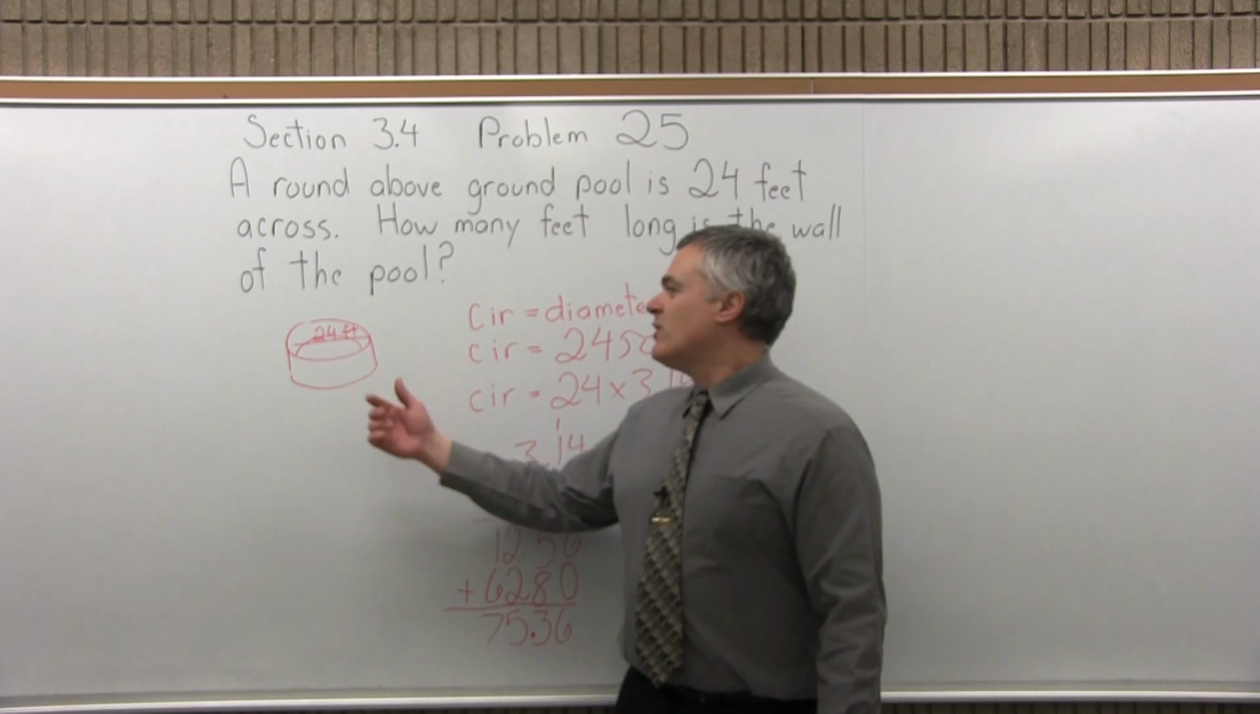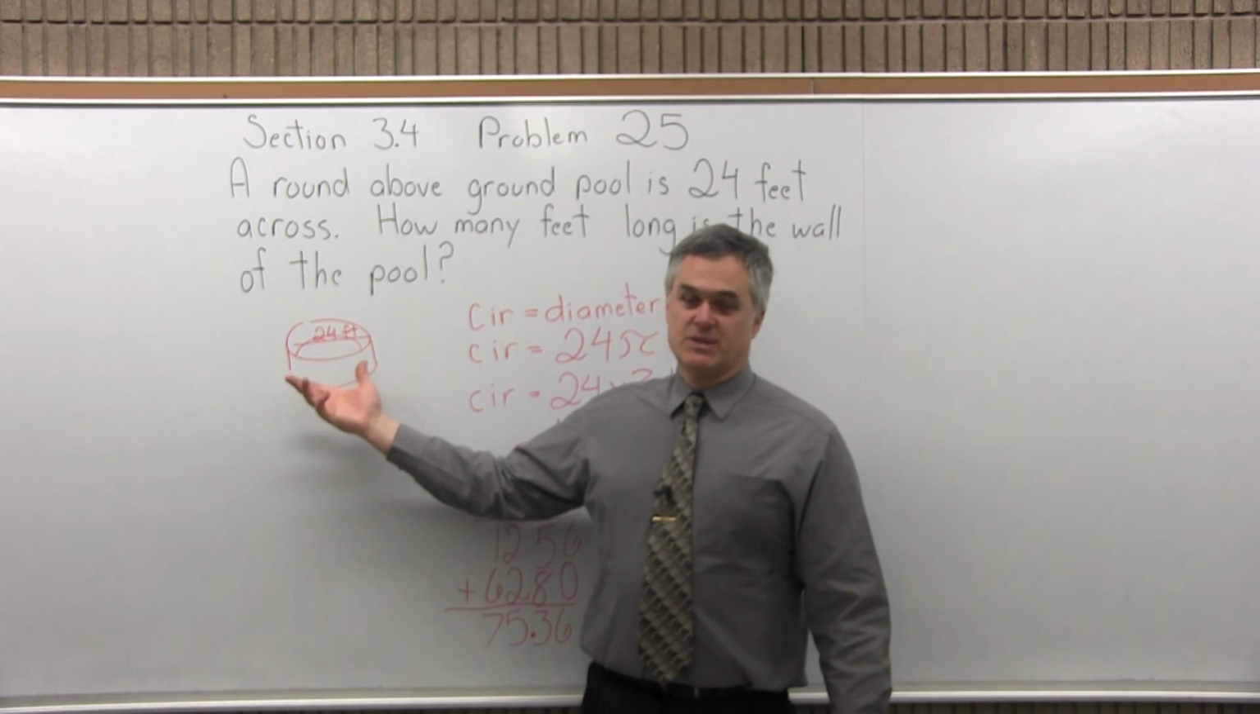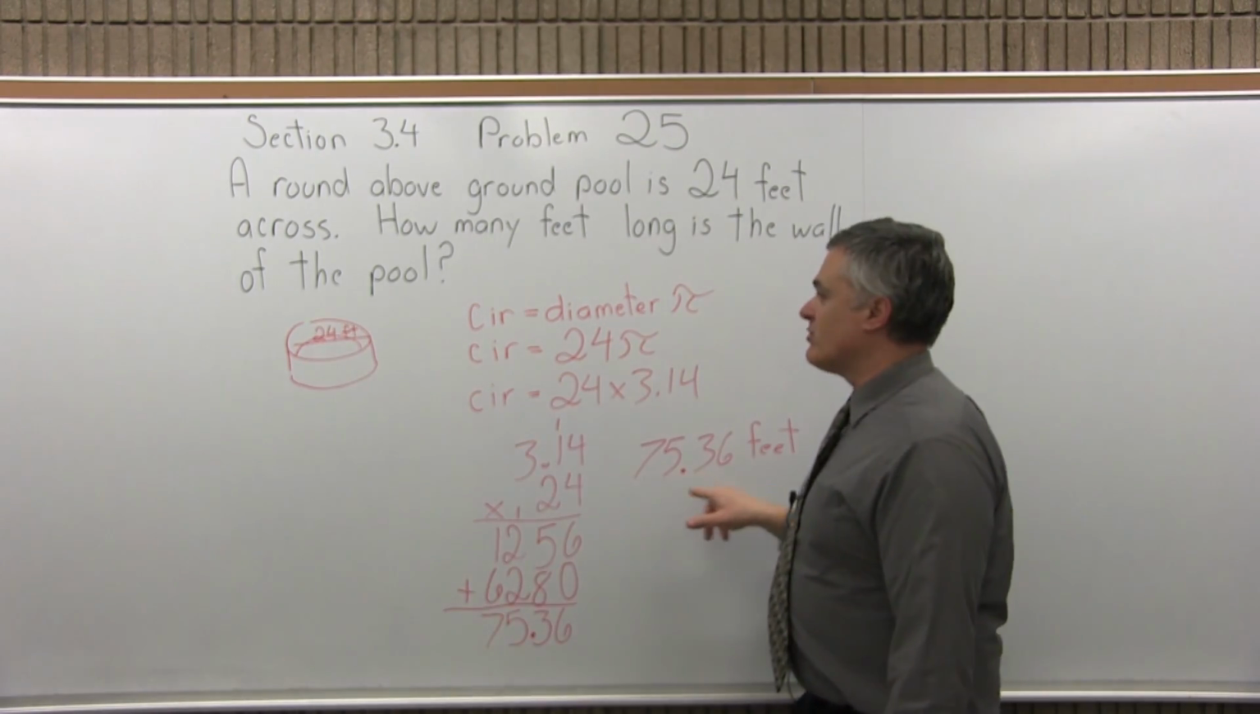So if it's 24 feet across the center of the pool, the wall of the pool, which really is the same as the circumference, is 75.36 feet long.